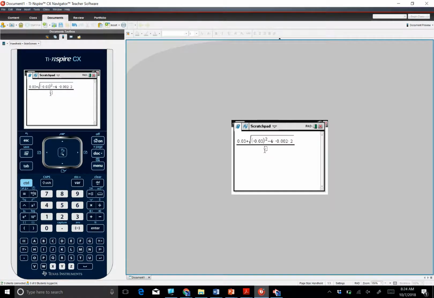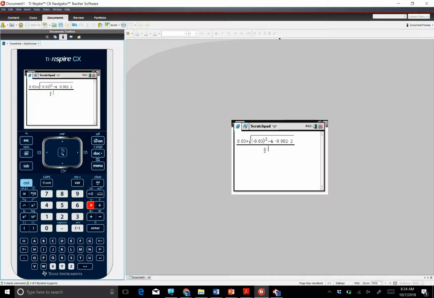And then we've got 2 times negative 0.002. And then simply hit enter. And there's one of our answers: negative 40.